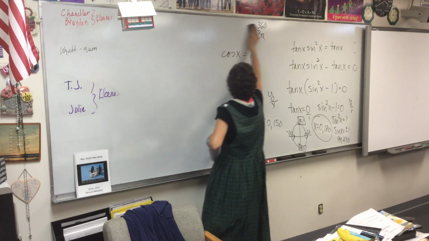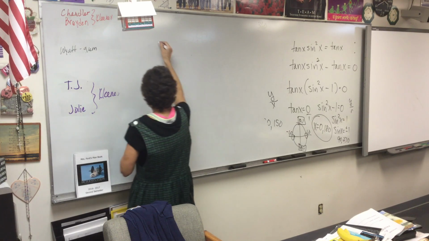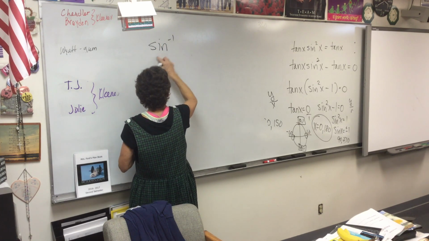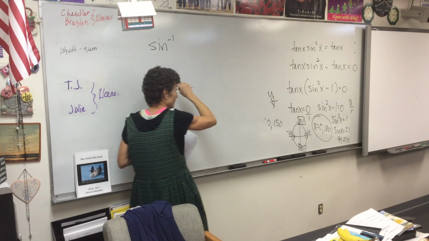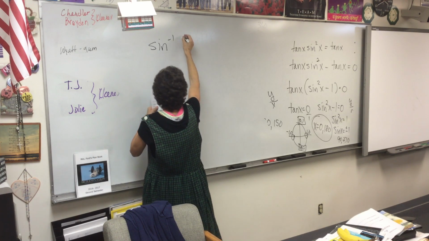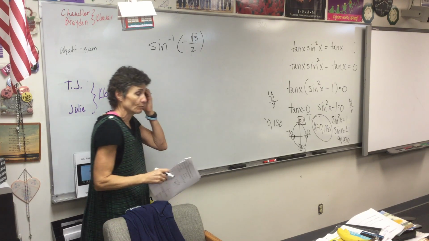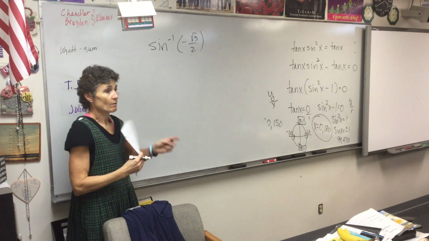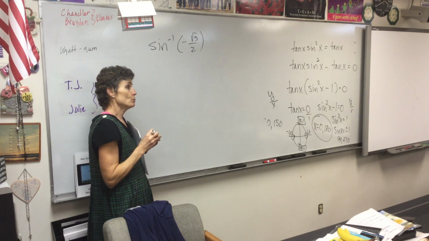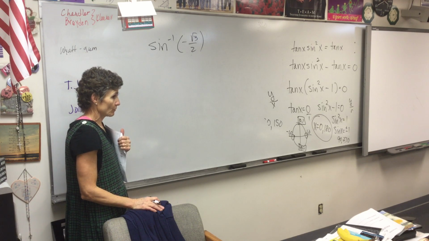First question says, find the angle. This notation, remember, means find the angle. Write that underneath if you don't remember that. Find the angle whose sine is negative root 3 over 2. So somewhere there is an angle whose sine is negative root 3 over 2.